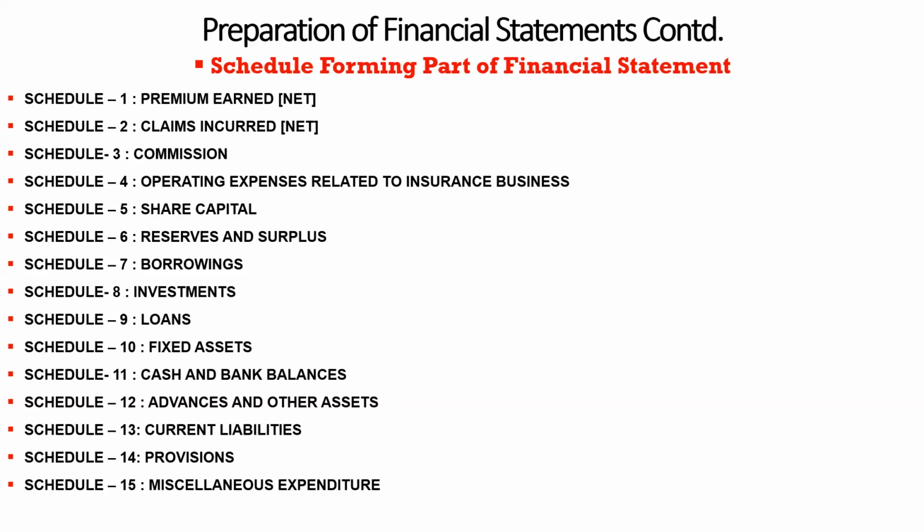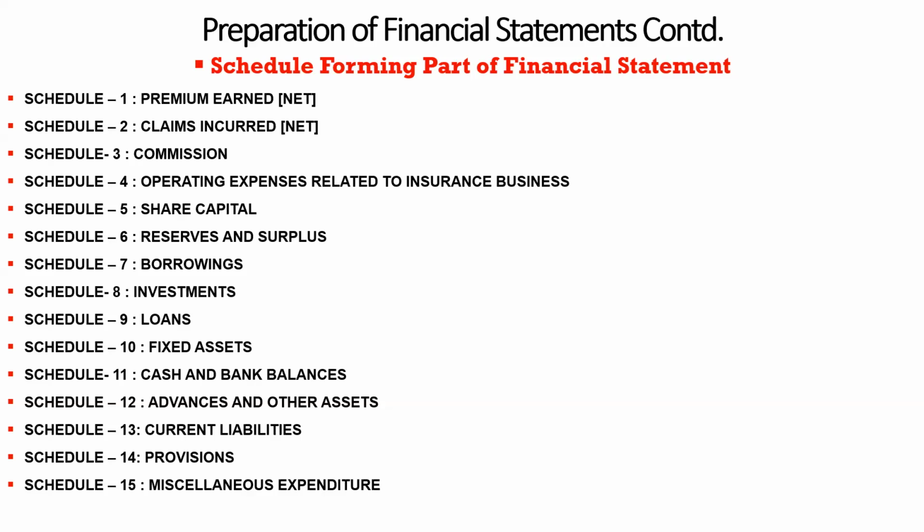Then Schedule 8 is for investment. Schedule 9 is for loans. Loans means where we have made investment in loans. We have given loans to state governments, housing boards, all those things. So Schedule 8 and Schedule 9 are both for investment.